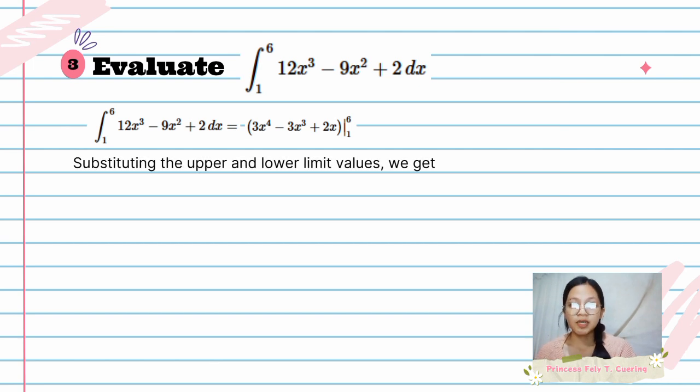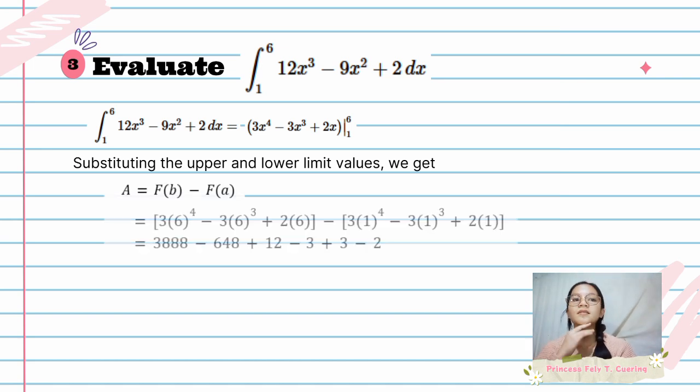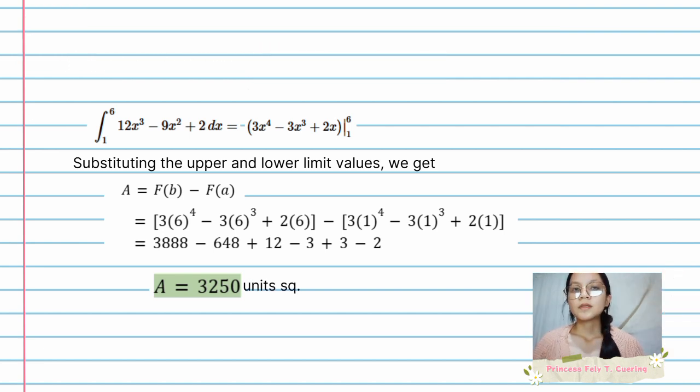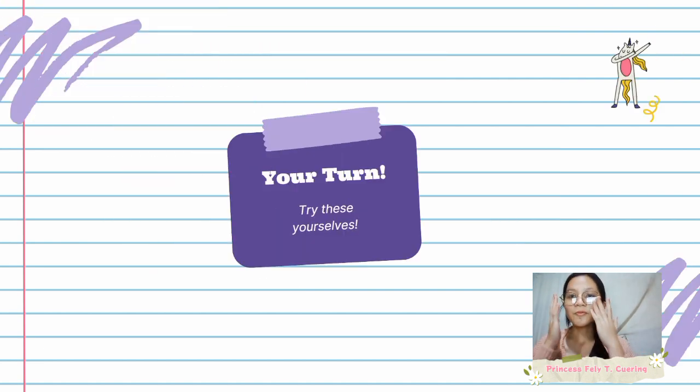And substituting the upper and lower limits, we get 3,888 minus 648 plus 12 minus 3 plus 3 minus 2. And evaluating further, it'll give us the area of 3,250 units squared. That is it for our sample problems, and let us proceed with the assessment.